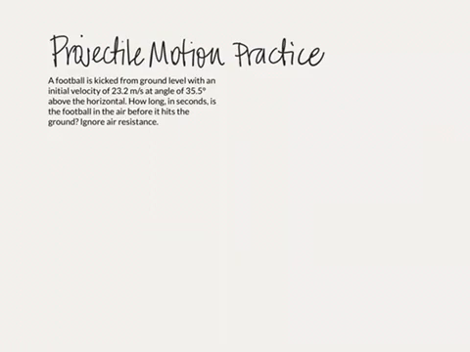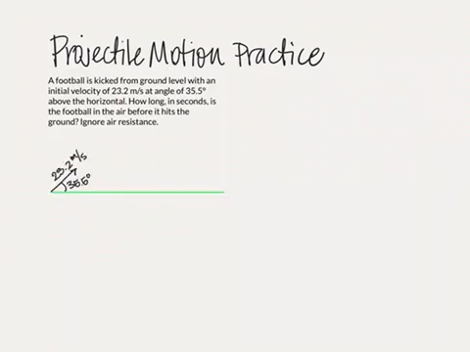All right, let's practice this projectile motion question. We have a football kicked from ground level with an initial velocity of 23.2 meters per second at an angle of 35.5 degrees above the horizontal. How long in seconds is the football in the air before it hits the ground?